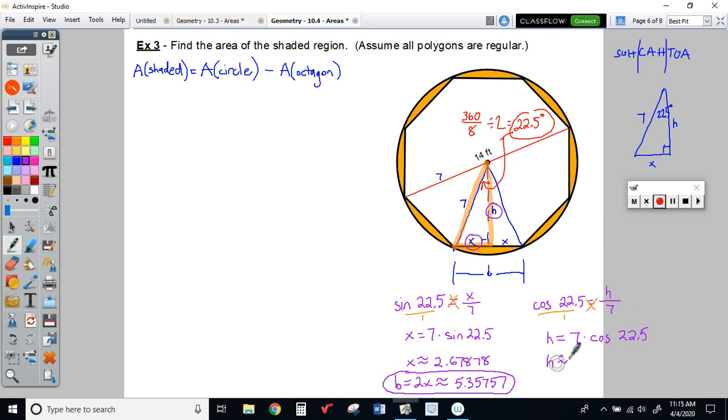And then that is approximately 6.46716. So I'm going to circle that as well here. And then now I'm going to take those values and plug them in up here. So the area of a circle is pi r squared. And then the area of the octagon is going to be the area of one triangle, which was 1/2 base times height, times the number of sides, which is 8.